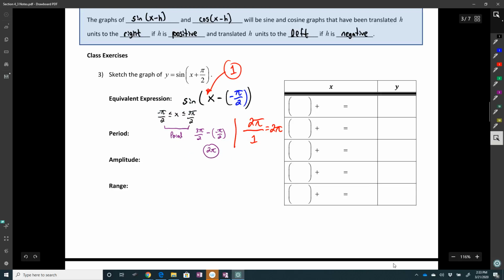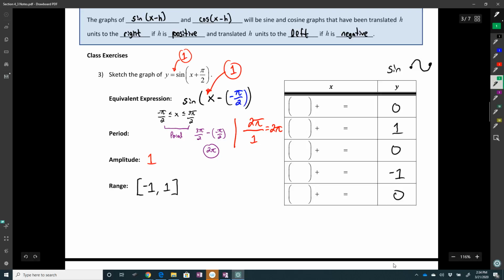All right, anyway, amplitude. The amplitude is the number that's in front of the function. So again, the number in front of the function is 1. So my amplitude is 1. And so my range is just going to be from -1 to 1. I know this is a sine wave. And so a sine wave that's not flipped or anything looks like that. So I know these are going to be 0, 1, 0, -1, 0.